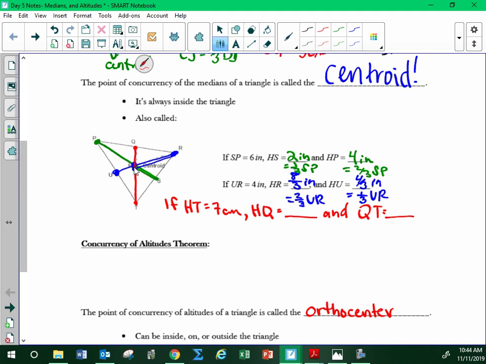2.6. So 7 is 2/3. 2/3 of the whole thing. Oh, yeah. So There we go. QT was. So you divide by 2, 3.5. So 10.5 is the whole thing. Yeah. HQ 3.5. Yes.